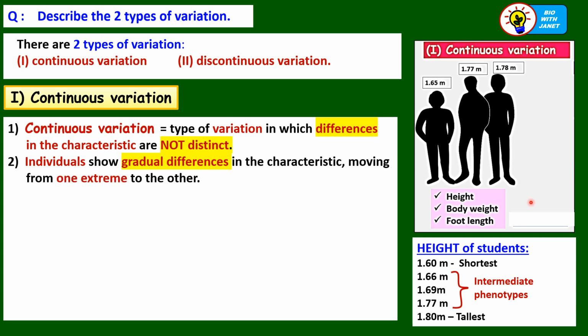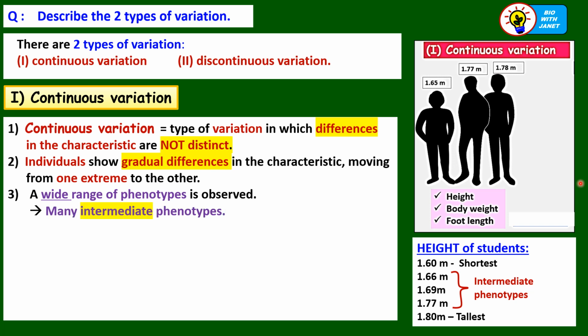For example, the height of students. Maybe in the class, now you must take those of the same gender, either boys or girls. If you look at your friends in the class, the individuals will show gradual changes or differences in height, moving from one extreme, meaning the shortest one, to the tallest one, as an example here. So there's a wide range or spectrum of phenotypes that we can observe among the students of the same gender in a class.